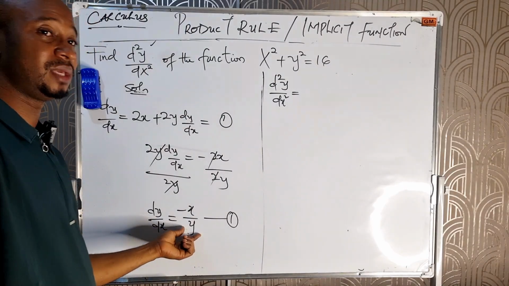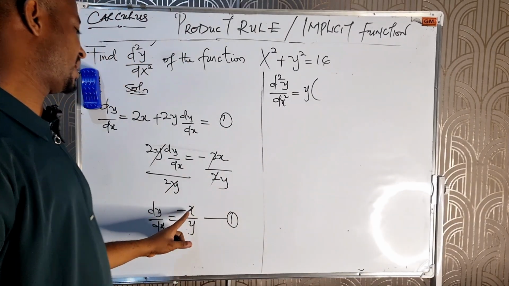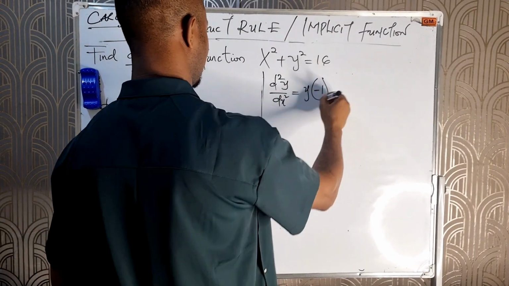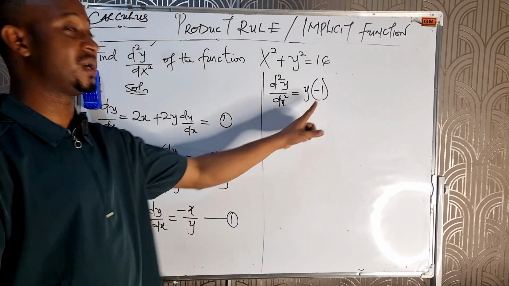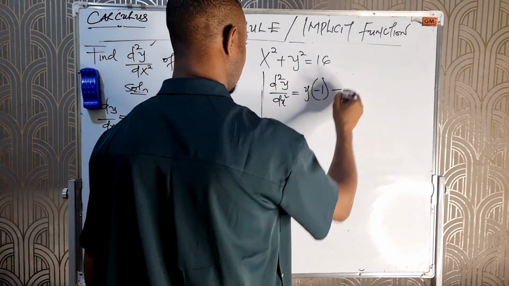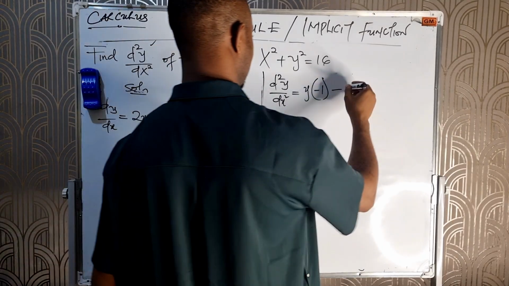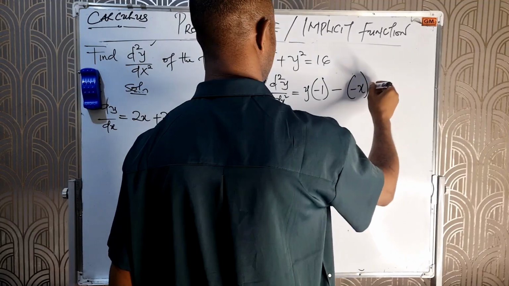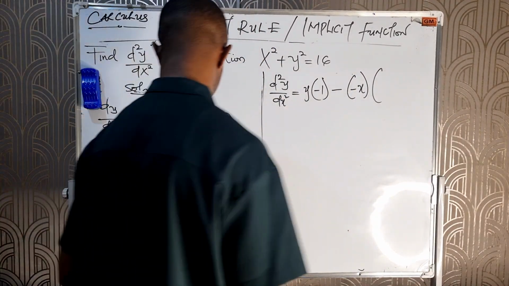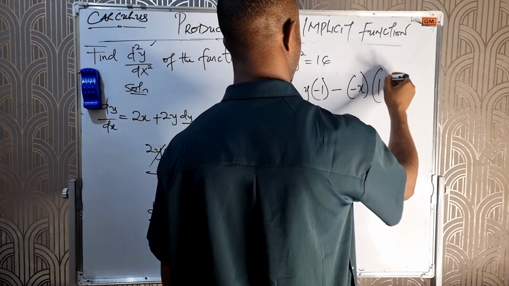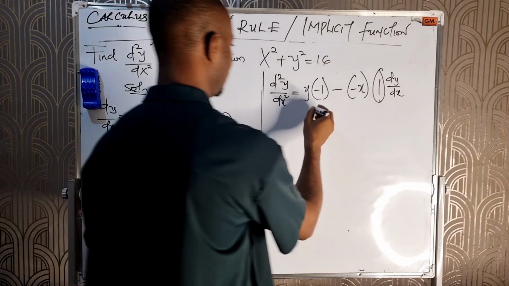The rule says we keep y constant, right? We have y. Differentiate minus x, I'm going to have -1 here. Minus. We want to keep y constant now, so we keep minus x constant, then differentiate y. That will give us 1 dy/dx, divided by y².